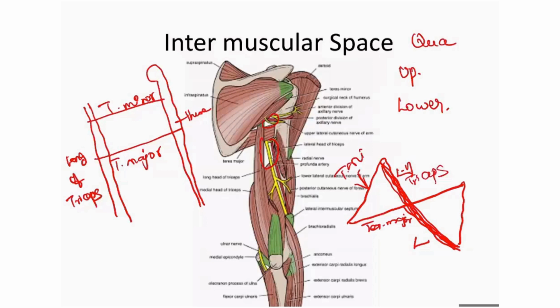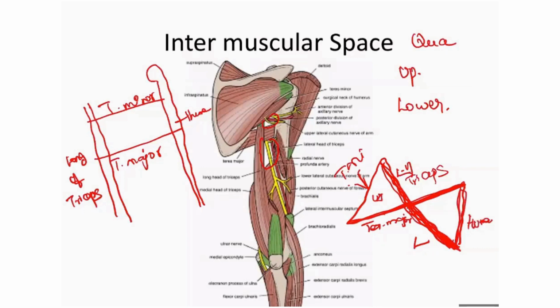This is the upper triangular space. The lower triangular space is an inverted triangle formed by teres major, long head of triceps, and shaft of humerus. You understand, right?